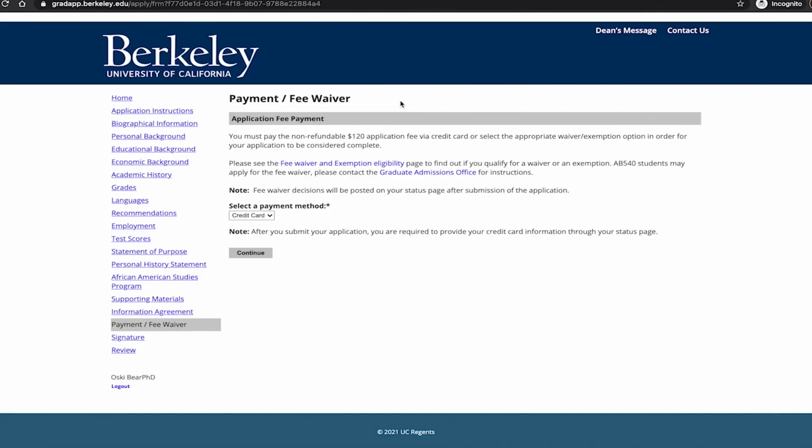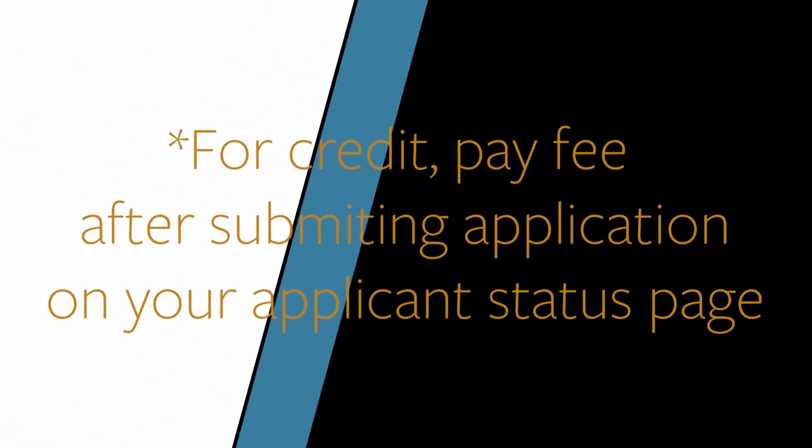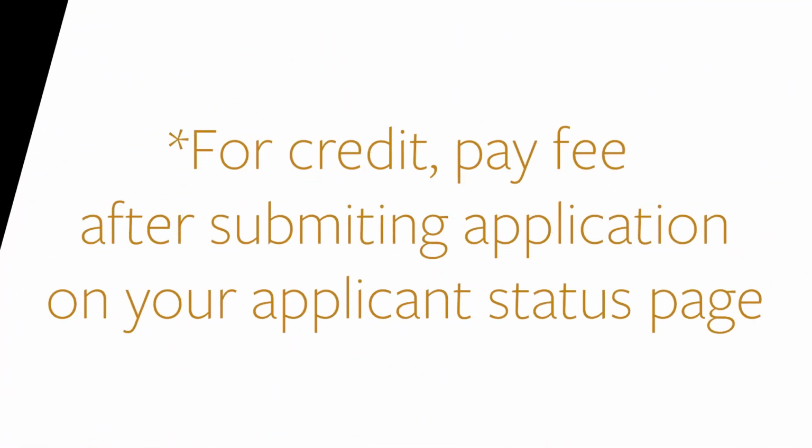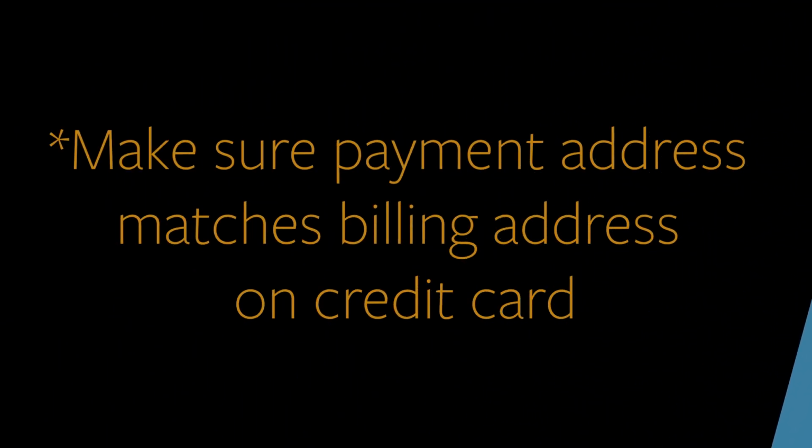The payment fee waiver page is where Oski will indicate the type of payment method he'll be using for his application fee. International students can only select credit card. Domestic students have the option of credit card or fee waiver. If paying by credit card, you'll want to make your payment after submitting your application through a link on your status page. Make sure the address you enter for your payment matches the billing address on your credit card statements.